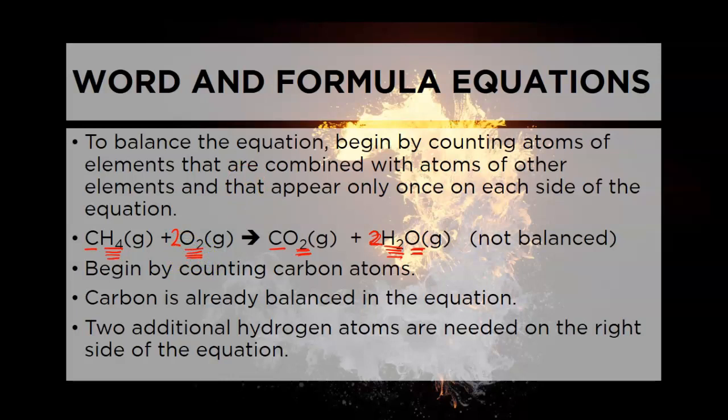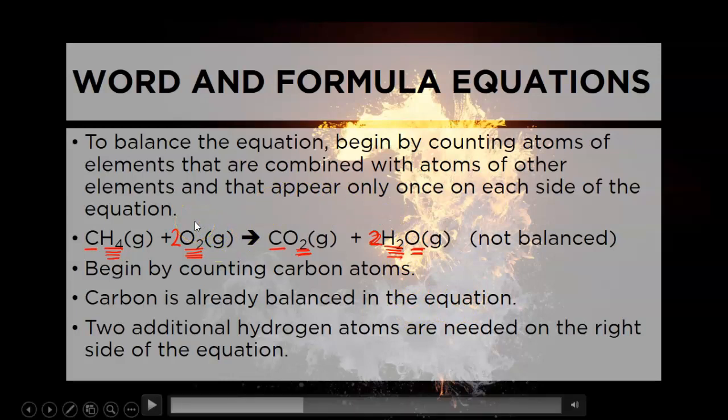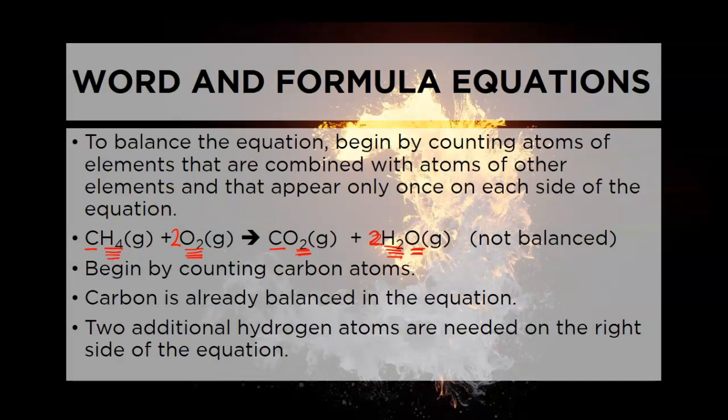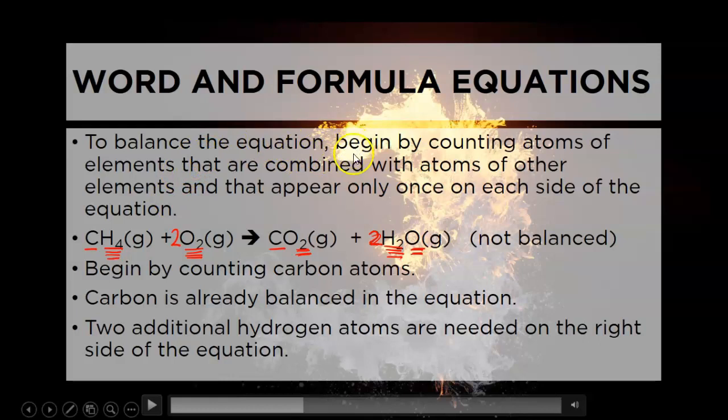So that's what I do if I'm not sure where to start. I just start with the atom on the left, count how many carbons you have on each side. If it's good, go to the next one. Count how many hydrogens. If it's good, go to the next one. If it's not, fix it. We'll look at some examples. Plenty of examples, balancing equations.